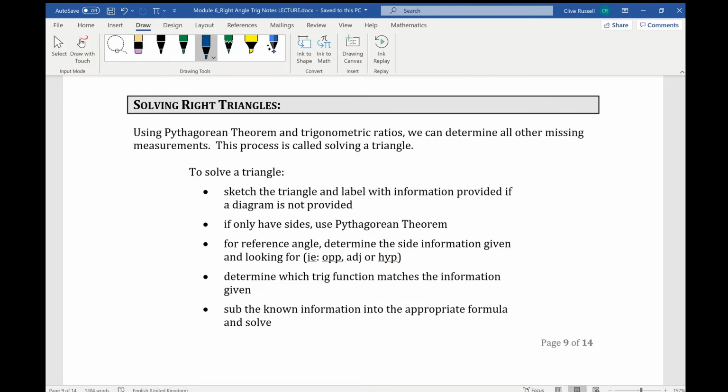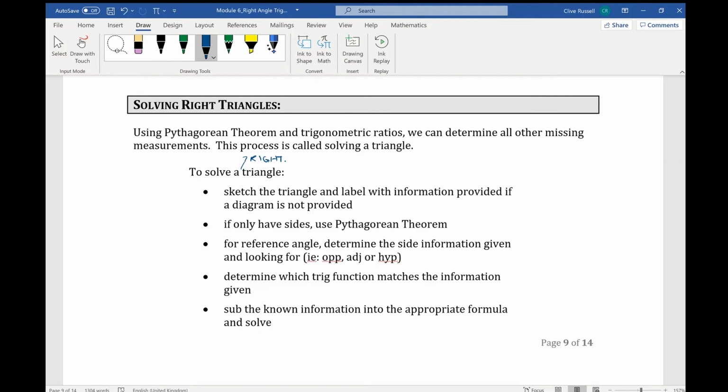So to solve a right triangle, there are other non-right triangles, for which there are other techniques that you could use to solve them. You've probably heard of the sine rule and the cosine rule, but that is beyond us at this point in time. So we're going to be solving just right triangles.